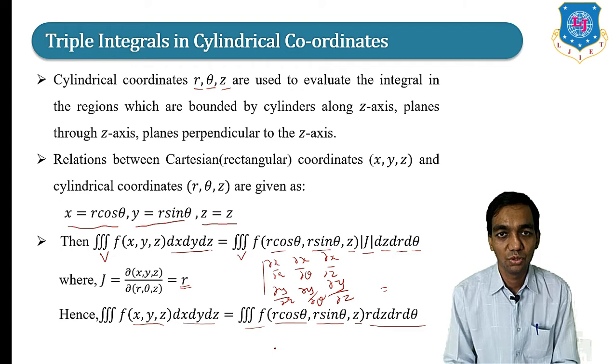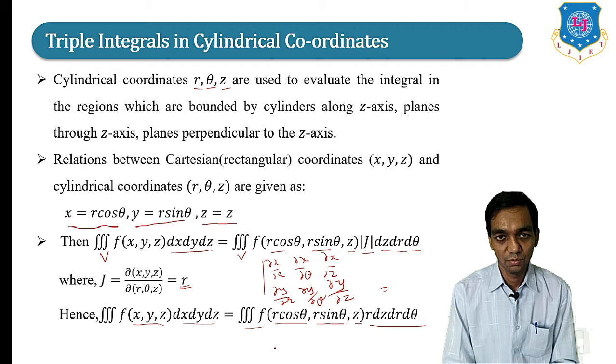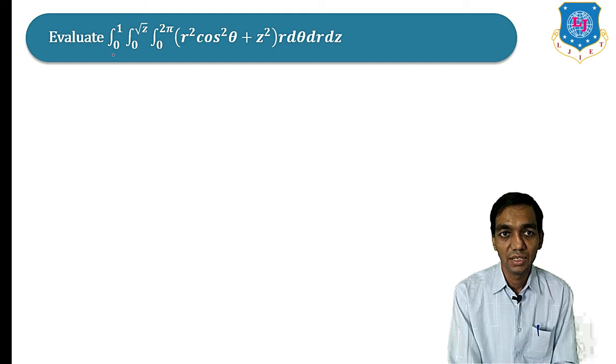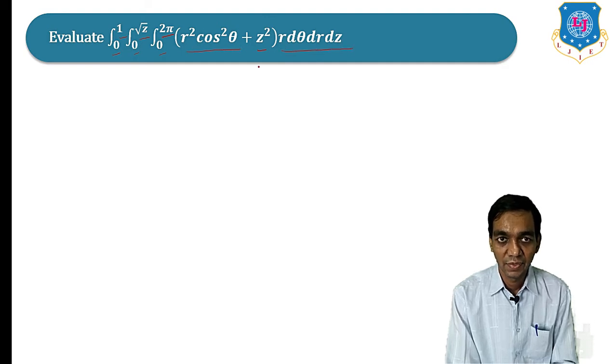So first we are going to put the limits of z, and then we are going to take the projection, and then using the projection we are going to put the limits in r and theta form. Okay. So here we have taken a simple example. Evaluate the integration from 0 to 1, 0 to root z, 0 to 2 pi, r square cos square theta into z square, whole into r d theta dr dz.